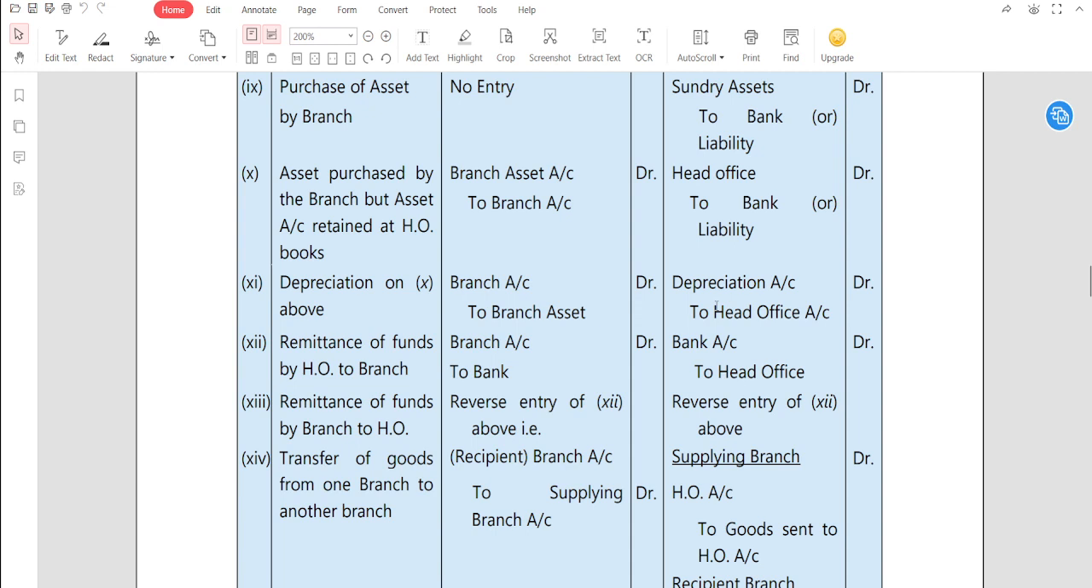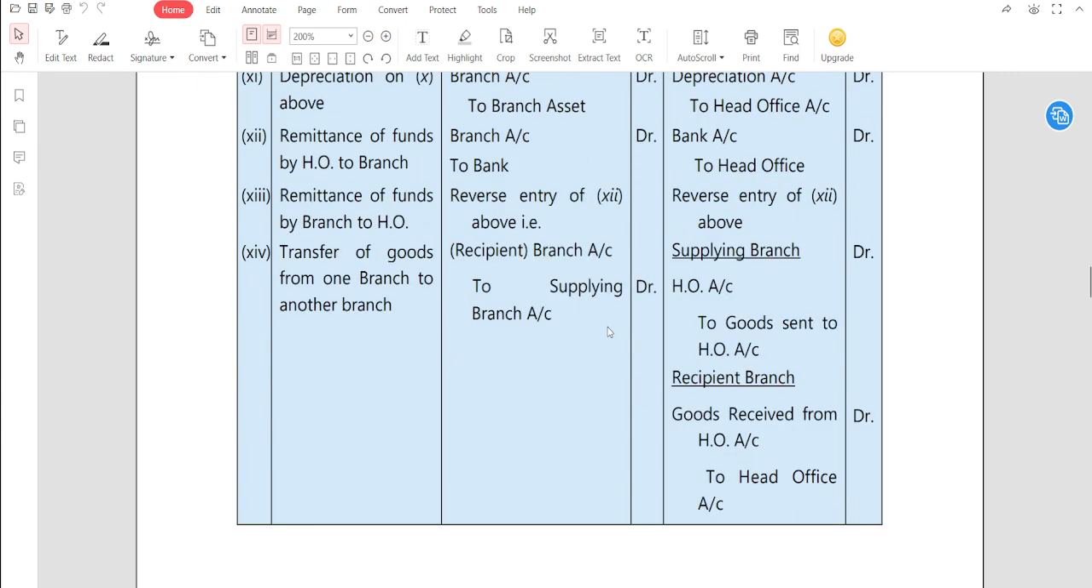What has happened here is that the entry will be completely reversed. In the 12th journal, HO sends the cash to the branch. In the 13th journal, it is the branch which sends the cash to HO. So it will be a totally reverse entry. So when HO receives the money from the branch, then bank to branch. When the branch gives the money to the HO, then HO to bank. Pretty simple.